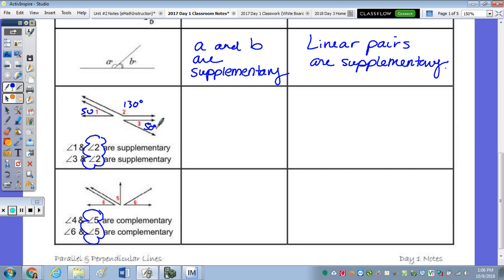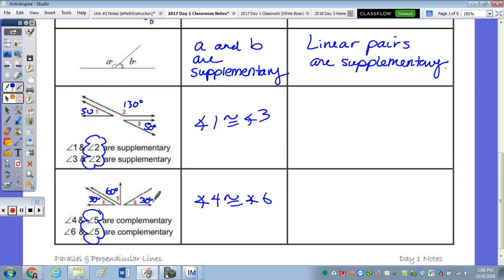So if you have two angles that are supplements of the same angle, that means 1 and 3 are congruent. That's going to be the same for complementary. If they both add up to 90 and they're complements of the same angle, that's going to mean that 4 is congruent to angle 6. So say 5 was 60 degrees, 4 would have to be 30 to add up to 90, and so would 6, so that they add up to 90 as well.